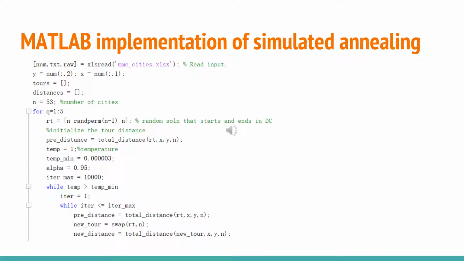Next is our MATLAB implementation of simulated annealing. Here we choose the starting temperature to be 1 and the cooling factor to be 0.95. Also, the maximum iteration is 10,000. Because there are so many iterations to do, the simulated annealing is more complex than the shell heuristic.